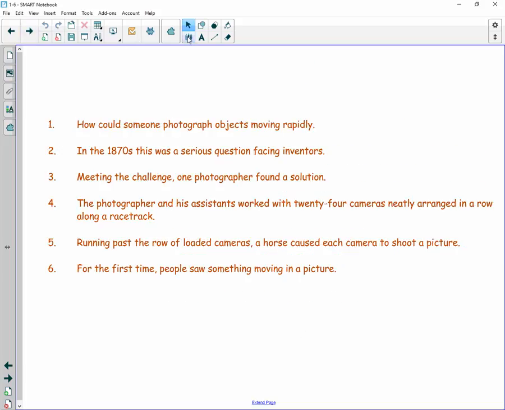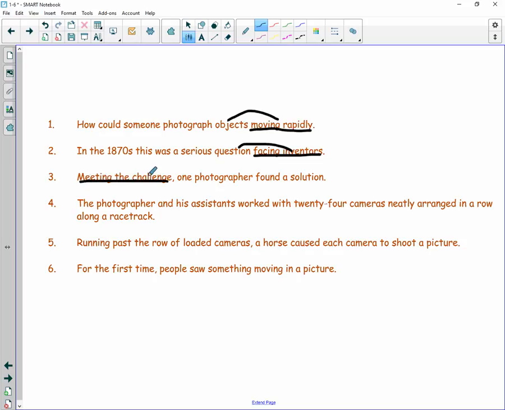All right, so number 1, how could someone photograph objects moving rapidly? Moving rapidly modifies objects. Number 2, in the 1870s, this was a serious question facing inventors. Facing inventors modifies questions. Number 3, meeting the challenge, one photographer found a solution. Meeting the challenge modifies photographer.